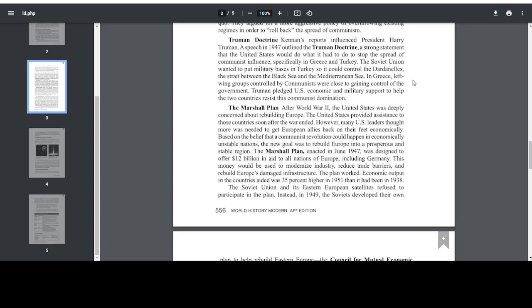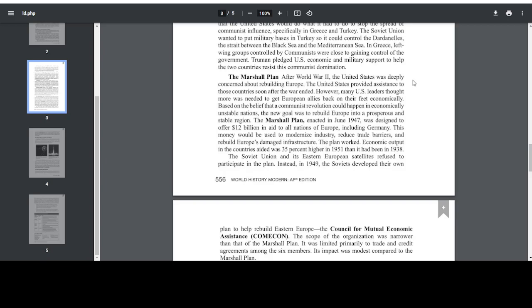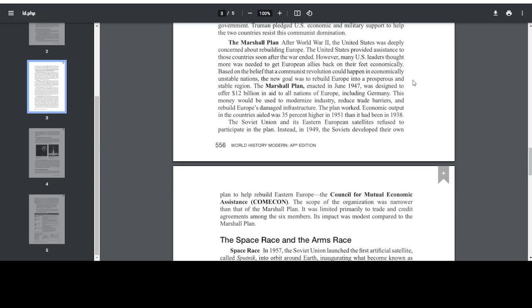The Marshall Plan. After World War II, the United States was deeply concerned about rebuilding Europe. The United States provided assistance to those countries soon after the war ended. However, many U.S. leaders thought more was needed to get European allies back on their feet economically. Based on the belief that a communist revolution could happen in economically unstable nations, the new goal was to rebuild Europe into a prosperous and stable region.